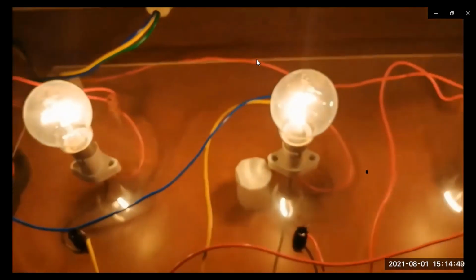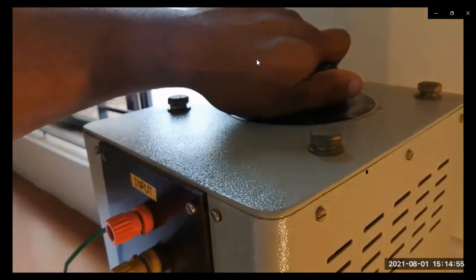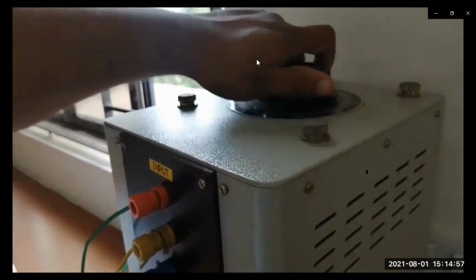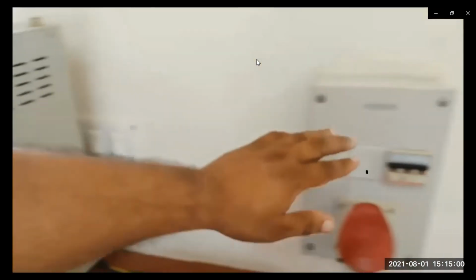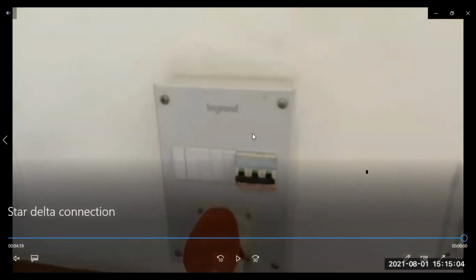The voltage, no problem. Line voltage will be equal to phase voltage, but line current and phase current will differ. You can verify. Afterwards, you can reduce the supply from the auto transformer and turn off the TPST switch. The readings have to be tabulated. So that is the summary of the experiment.